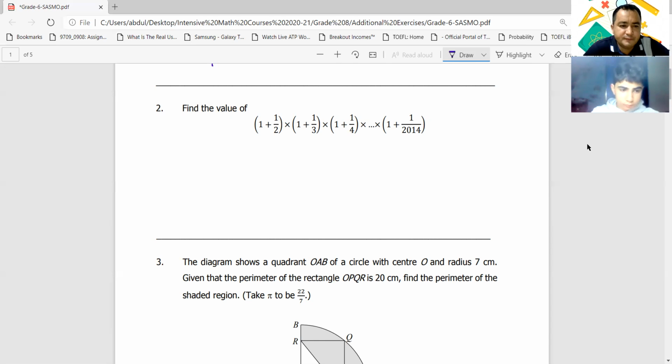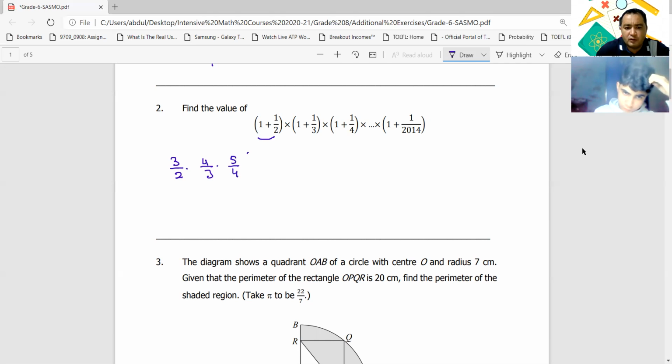Did you get it, Musa? What did you get? No. Are you simplifying like this, Musa? Each fraction, the first one, 1 plus 1 over 2. What is it? It is 3 over 2. And the second one, 1 plus 1 over 3, it is 3 plus 1, that is 4 over 3. And the third one is 4 plus 1, that is 5 over 4.